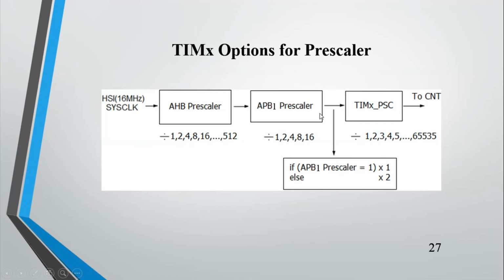So these are the prescaler options. These are the different prescalers you can configure for a timer. Which are they? AHB prescaler you can configure, APB1 prescaler ratio you can configure, and the timer prescaler which we have seen here. These three prescalers can be configured for a timer.